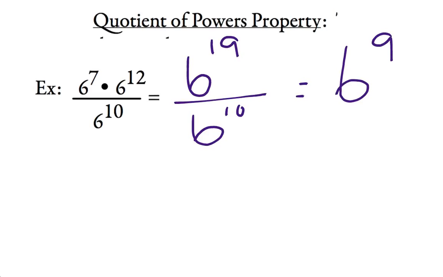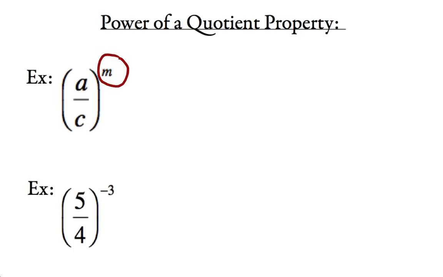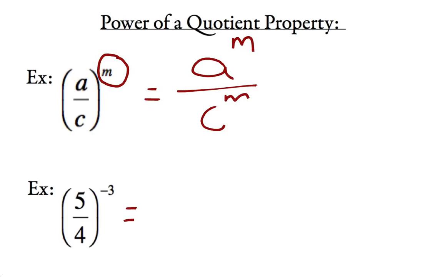All right, the next property is the power of a quotient property. This property is very similar to the power of a power property, where anything inside the parentheses needs to be raised to the power that's outside of the parentheses. So in my first example, I would write this as a to the power of m over c to the power of m. In my next example, I have to raise everything inside the parentheses to the power of negative 3. So I have 5 to the power of negative 3 over 4 to the power of negative 3.